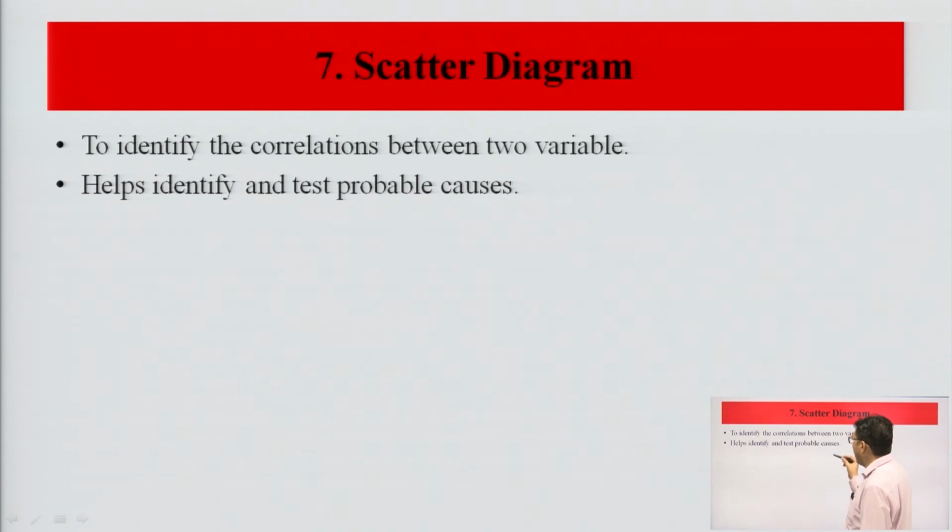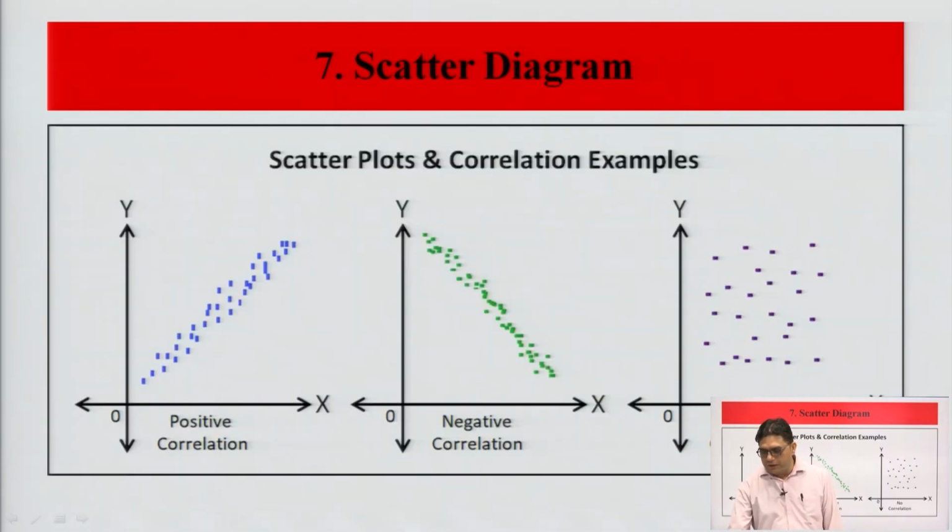So, this is where the scatter diagram helps identify the correlation between two variables, and this correlation is likely to show whether the company is going to maintain the quality standard or not. Next, it helps identify and test probable causes. What causes exist inside the company that affect this quality parameter?